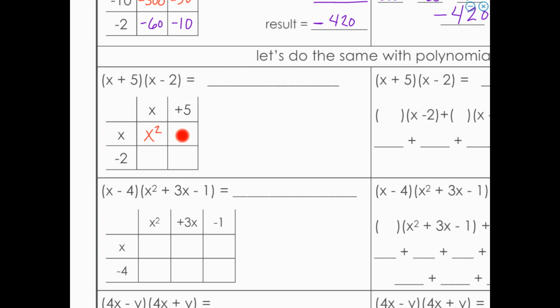x times 5. How do we write that though? 5x. Okay, this box? Negative 2x. All right. This box right here? Negative 10.